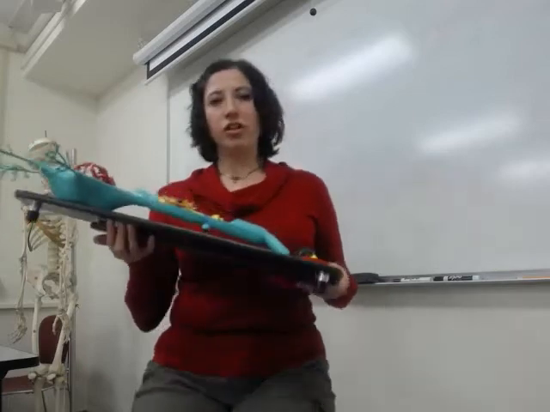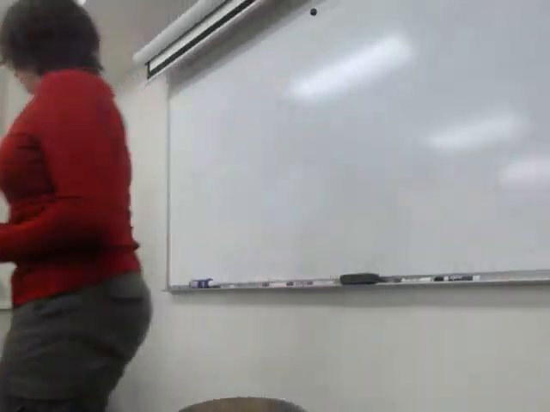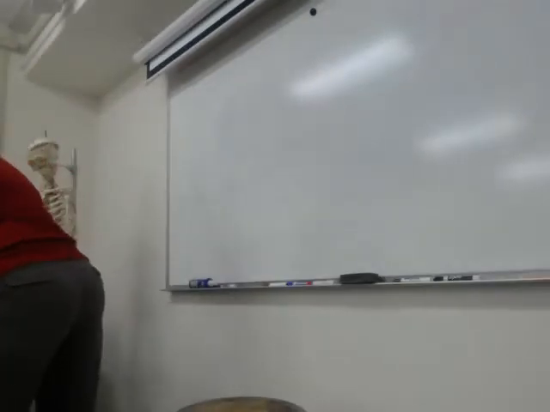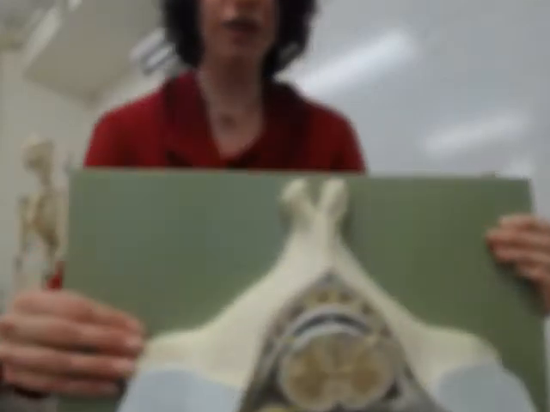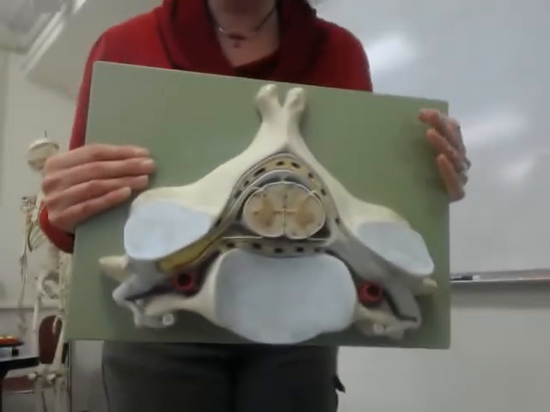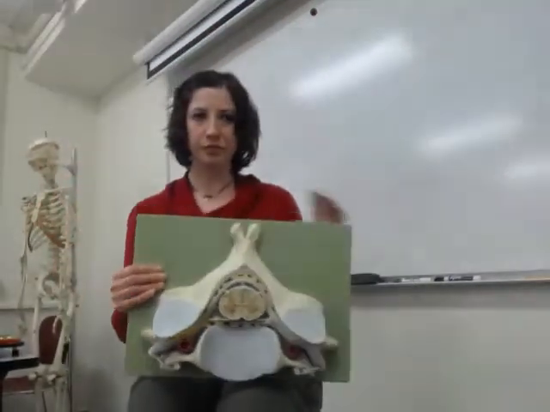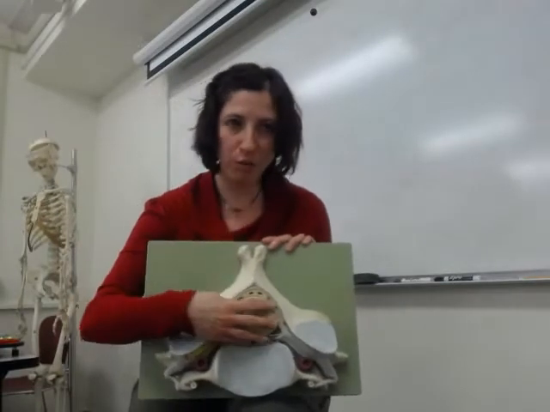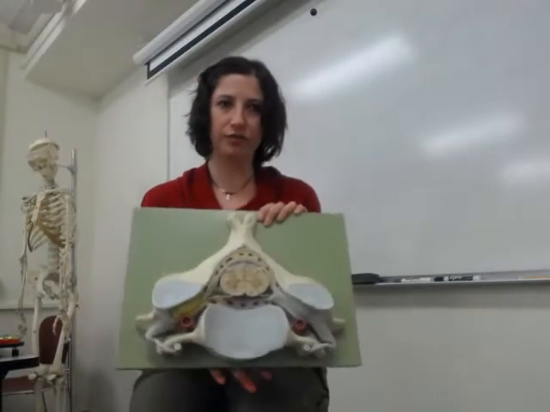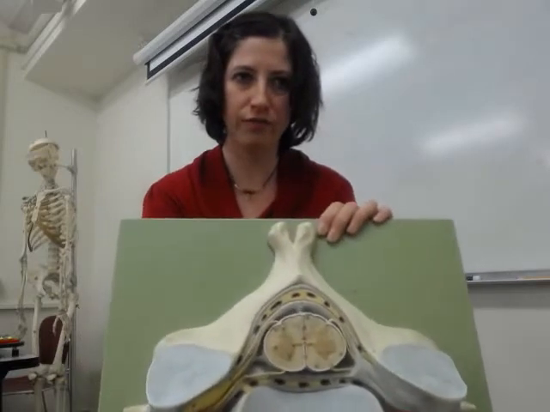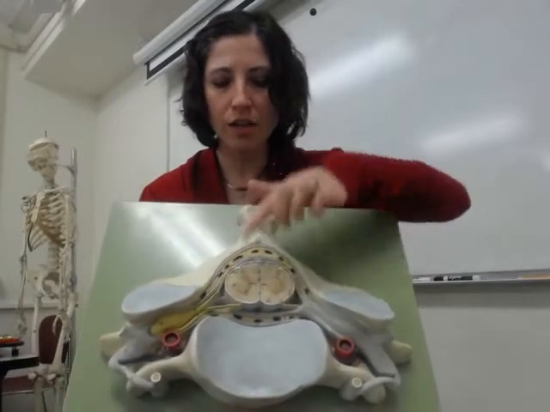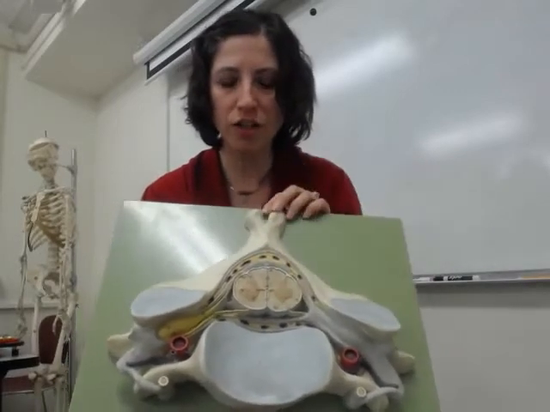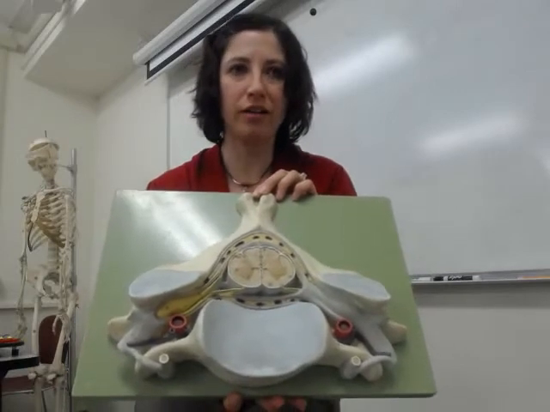In addition to the neuron, you need to know structures of the spinal cord. So here we have our spinal cord. This main portion of our spinal cord here, closer, we're going to have our white matter here. This H-shaped, butterfly-shaped structure is our gray matter.